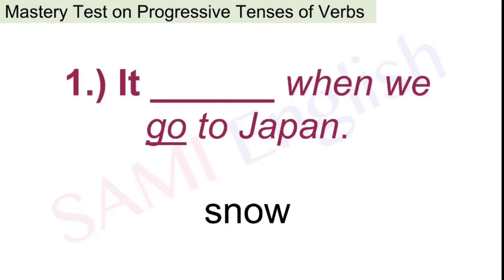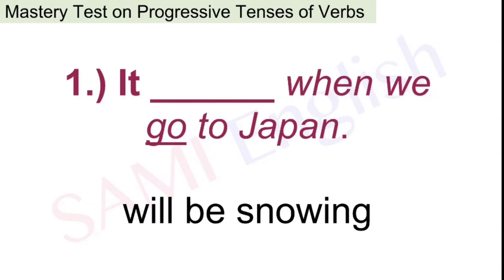Ito yung example sentence ng ongoing action in the future that would overlap another action. So tuloy pa rin yung pag-snow kahit na merong second action. Ito yung second clause, when we go to Japan.